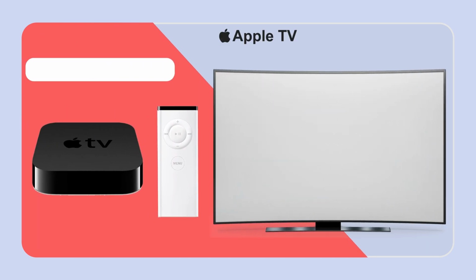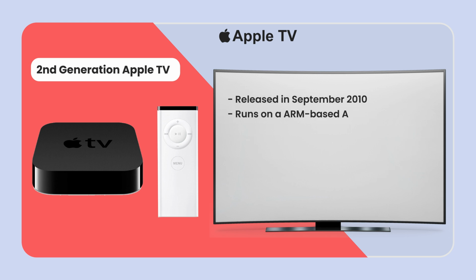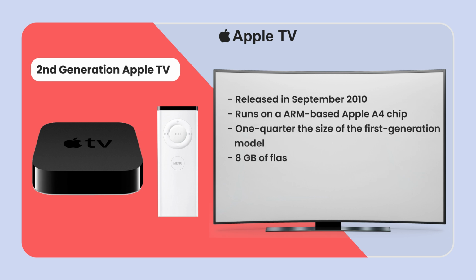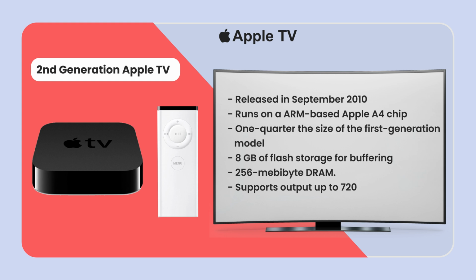Second generation Apple TV. Apple released the second generation Apple TV in September 2010, which is based on the ARM-based Apple A4 chip instead of an Intel x86 processor and runs a variant of iOS. It is housed in a black enclosure and is 1/4 the size of the first generation model. Some of its features are: 8GB of flash storage for buffering. It had 256 MB of ROM. It supports output up to 720p via HDMI.